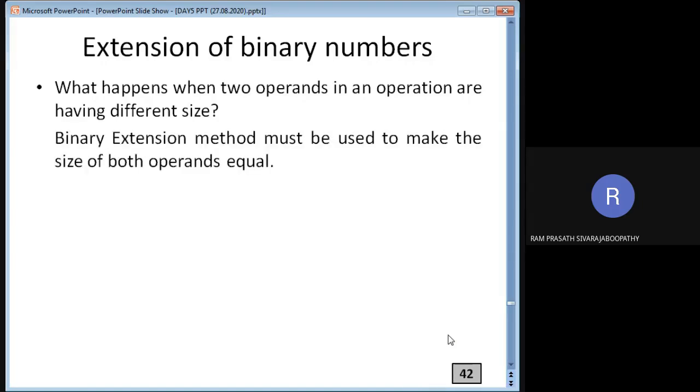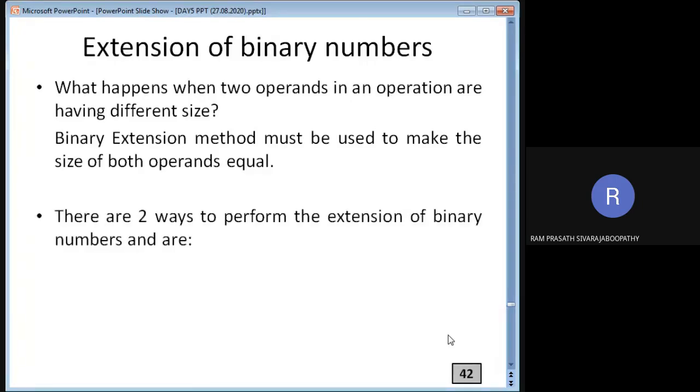Binary extension method must be used to make the size of both operands equal. அதுக்காக தான் இந்த மெத்தட் யூஸ் பண்றோம். Clear? So நீங்க சொன்ன மெத்தட் பேர் தான் என்னது? Binary extension method. Okay, fine.